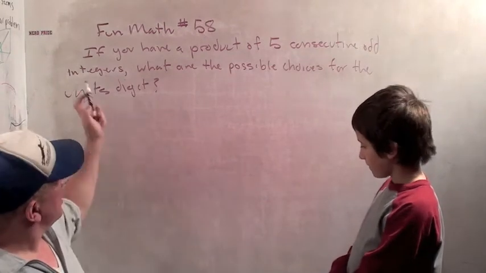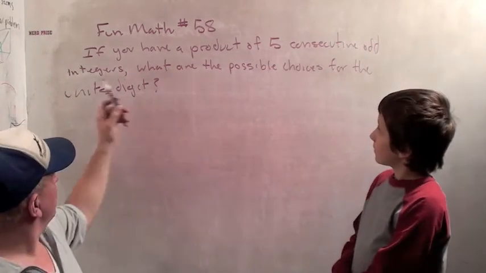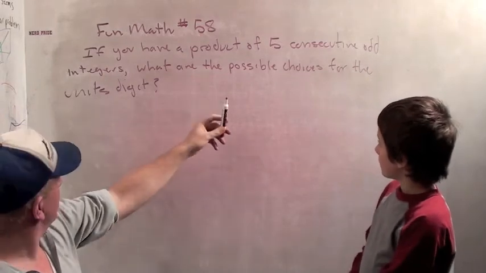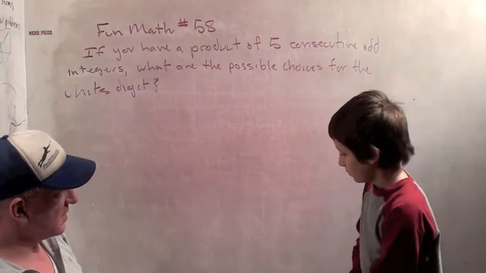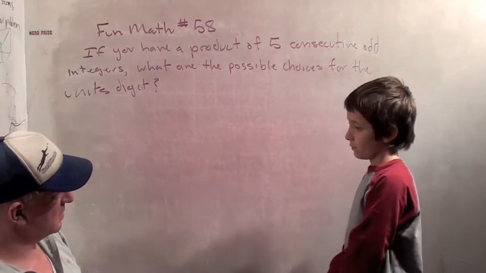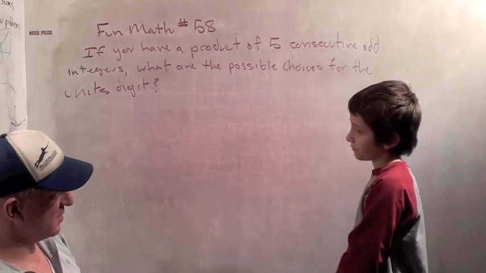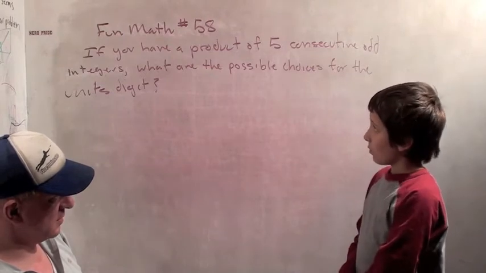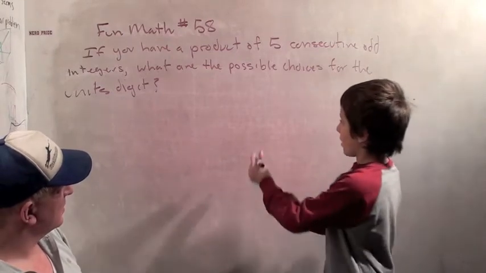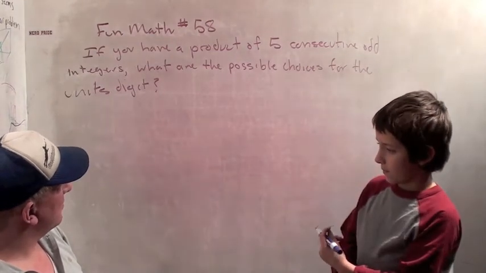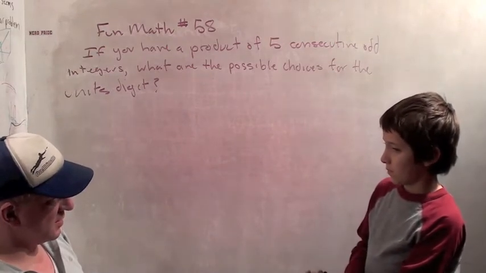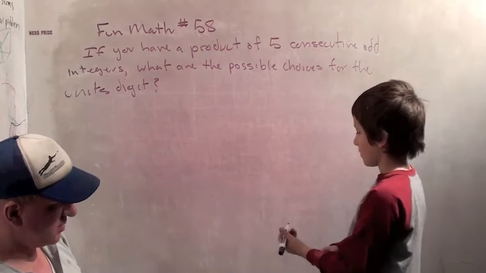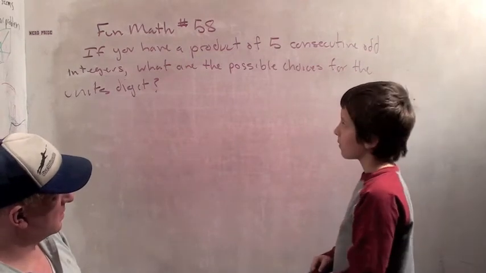If you have a product of 5 consecutive odd integers, what are the possible choices for the units digit? So what are some things you learned today about units digit? Well, in problems like this, nothing really matters but the units digit. So we have 5 consecutive odd integers. This is going to be an interesting question. How would you approach a problem like this?